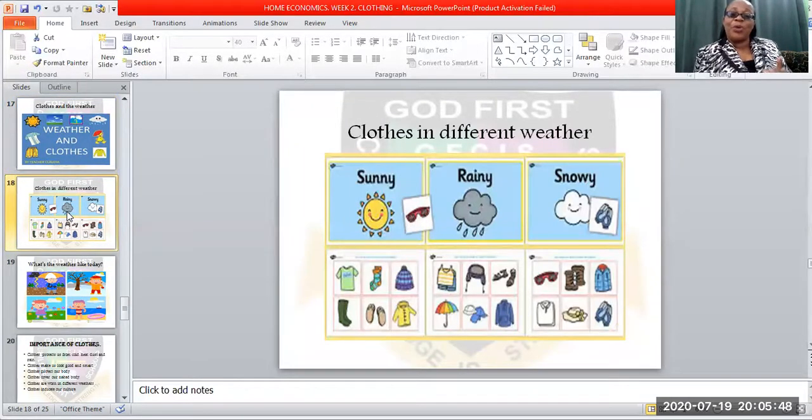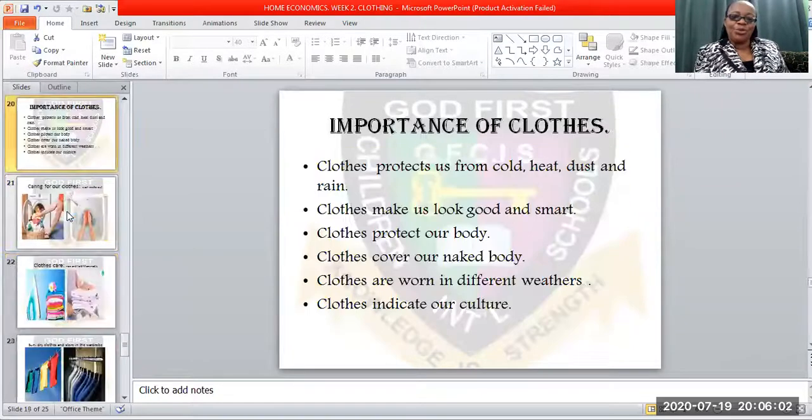And we must be prepared for whatever kind of weather we have. Prepared as in the clothes we have to wear, the clothes we must wear given a particular weather. Is that clear? Do you understand?